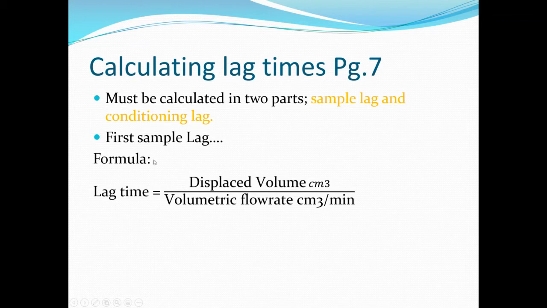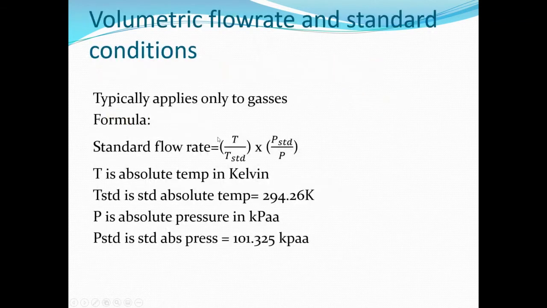To calculate the sample lag time, we use a formula here. Lag time is equal to the displaced volume in cubic centimeters divided by the volumetric flow rate in cubic centimeters. It's not tricky math by any means, but it involves us calculating the volume of our tubing, which involves a little bit of pi math, and then dividing that by the volumetric flow rate, which is relatively straightforward.